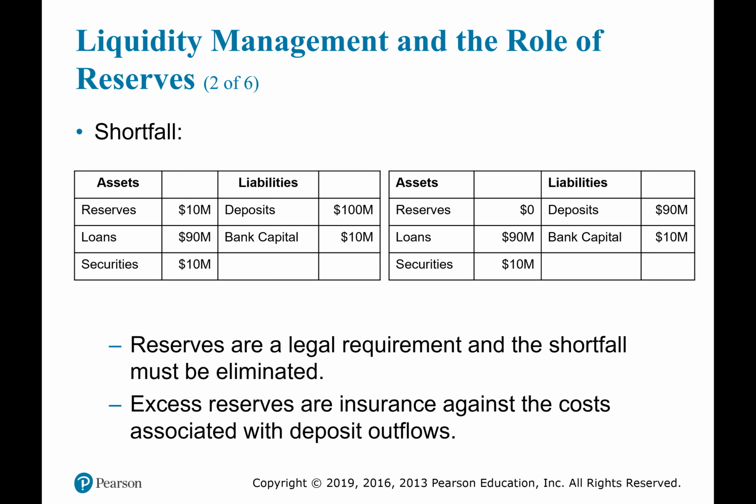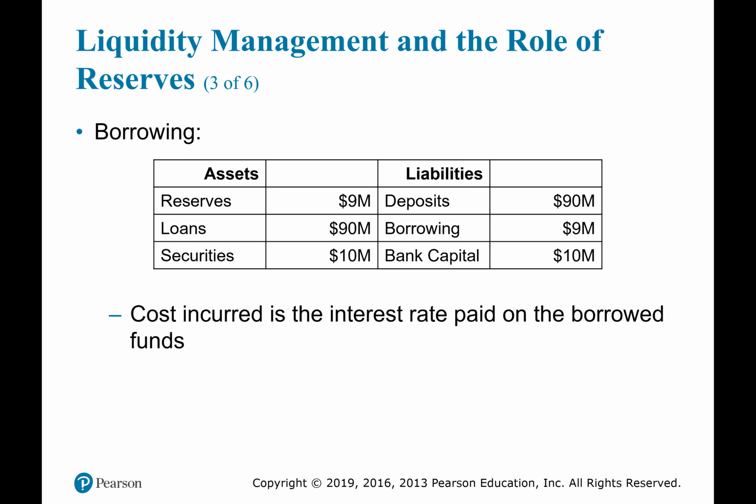But on the right-hand side, now that someone's come and taken the money out, it's really completely out of compliance. So those excess reserves are an insurance, a cushion, if you like, against costs associated with deposit outflows, because that bank now, particularly in the case where it is on the right-hand side, has to do something pretty quick. So we're going to look and see what it can possibly do.